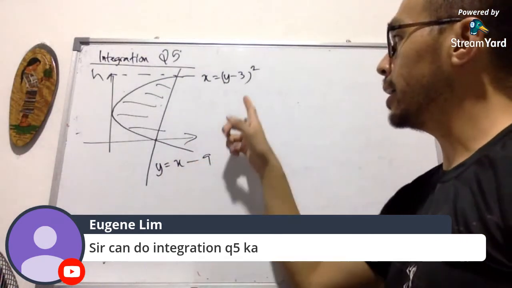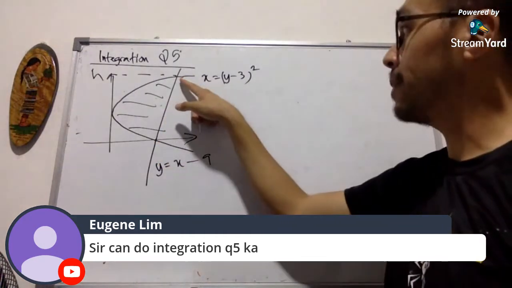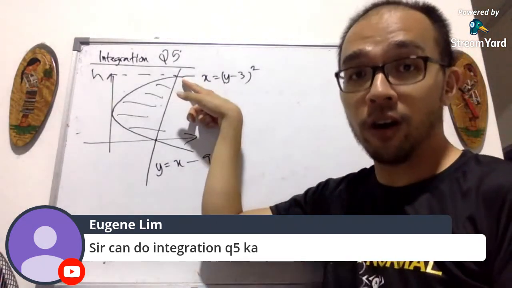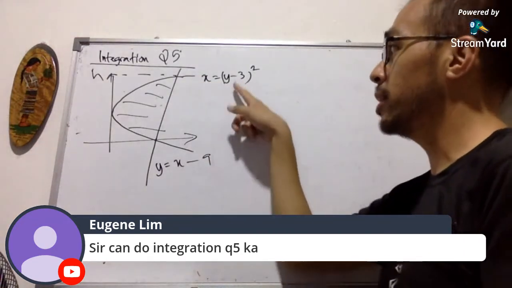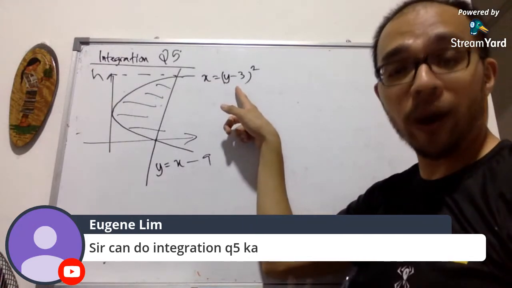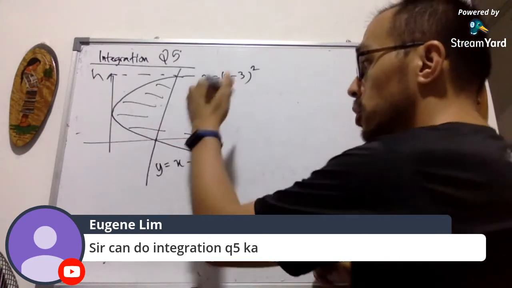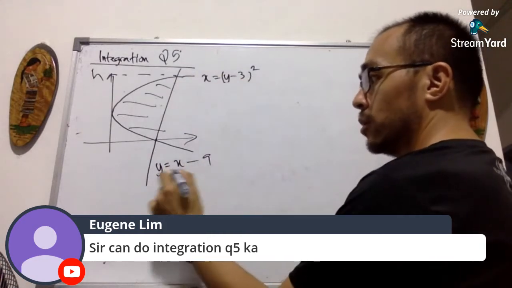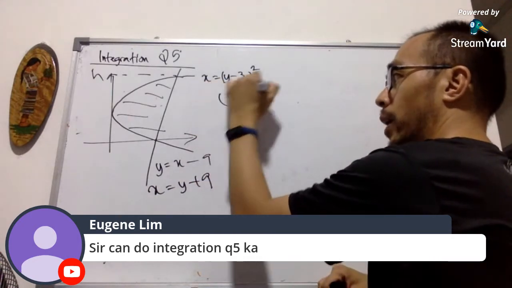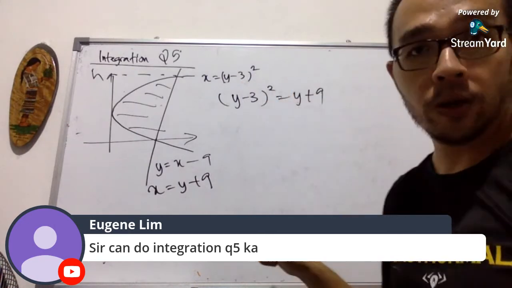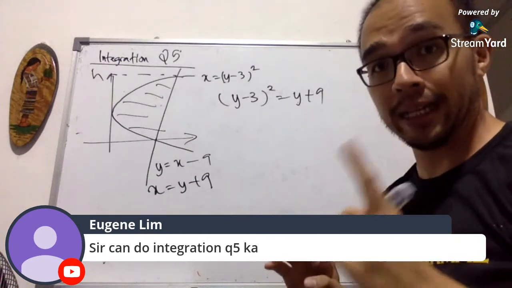The first question is to find the value of h. The value of h happens to be, once again, the point of intersection. Point of intersection means the y coordinates are the same, but it's very difficult for us to do the y coordinates now. So we find the x coordinate first, and then the y coordinate after that. The line gives x equals y plus 9. If I equate these two, I get y minus 3 squared equals y plus 9. Then you work it out and you will get two answers, and only one is a logical answer.